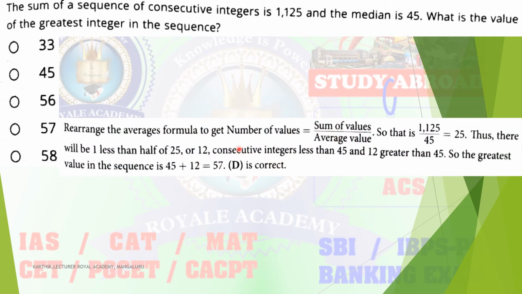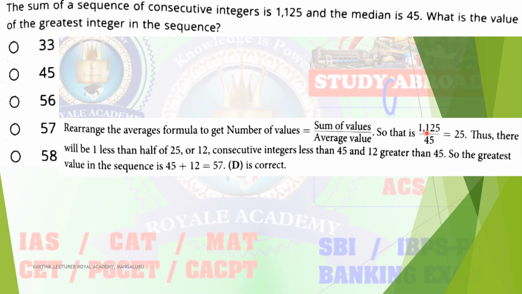So here the formula is what? Average is equal to sum of the value divided by number of values. So we need what? Average is given. Average is nothing but median, and sum of the values is given. We have to determine the number of values, so that average is equal to sum of the values divided by number of values. So number of values is unknown, so number of values is equal to sum of values divided by average value.